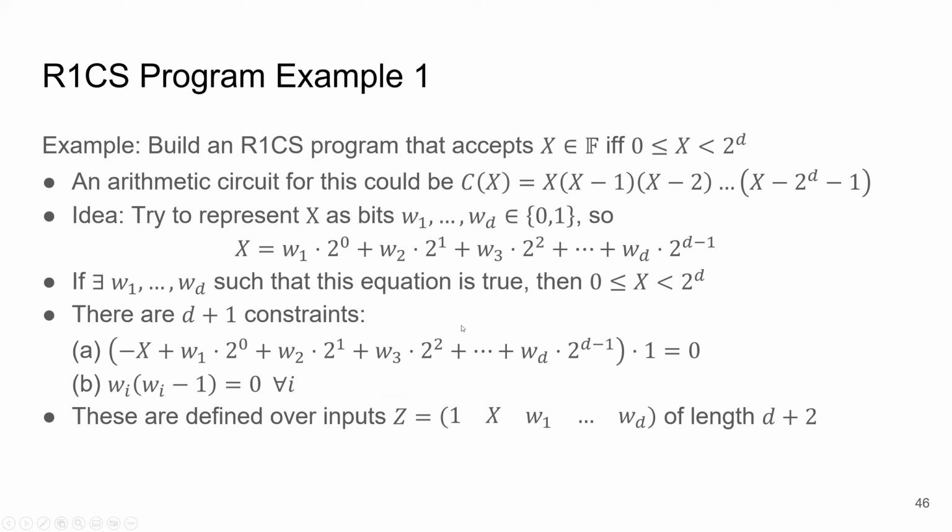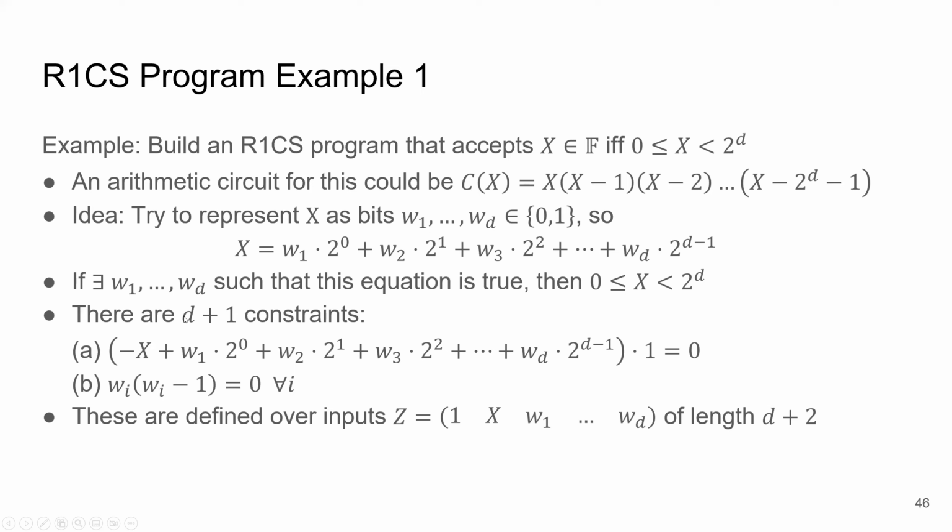That's our first constraint. And then the D other constraints that we have is just constraining every one of our variables W1 through WD to be a bit, to be either 0 or 1. So we're saying every one of these WIs has to satisfy this equation, which is WI times (WI minus 1) must equal 0. If WI is equal to 0 or 1, this will always be true. If WI is not equal to 0 or 1, then this will never be true. So in this way, we've built D+1 constraints over our D+1 inputs.